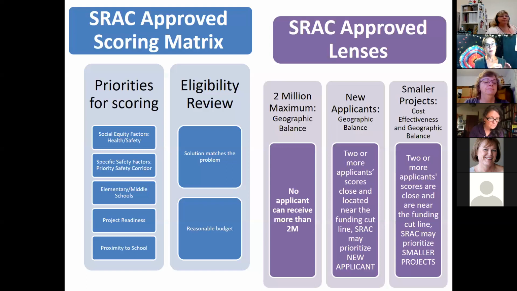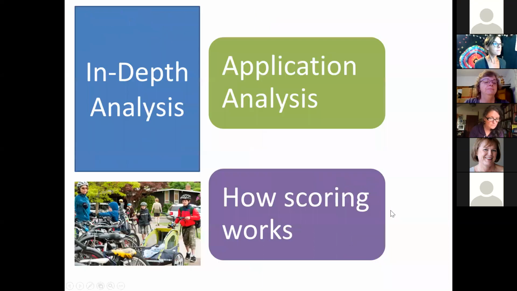Also, if there are 2 projects right on the cut line, the SRAC may choose to prioritize a bunch of smaller projects versus 1 large project, again, to really get at that geographic balance to try to fund more communities with the funding. So that's the high level analysis. Now we'll get a little bit more into the details of the application analysis and how the scoring works.